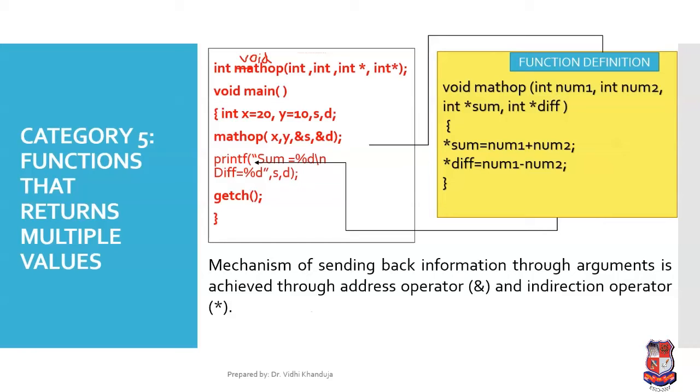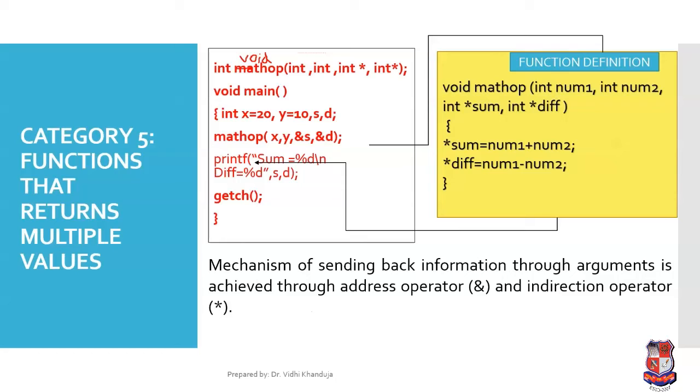Right? So these two comprise call by reference. Right? When we discussed call by reference and call by value, I told you what is the difference between passing an address or passing the value of a variable, right? So in my first lecture on functions, this thing has been made clear, right? So we are passing the addresses of s and d and values of x and y. Now in this function math op, right?